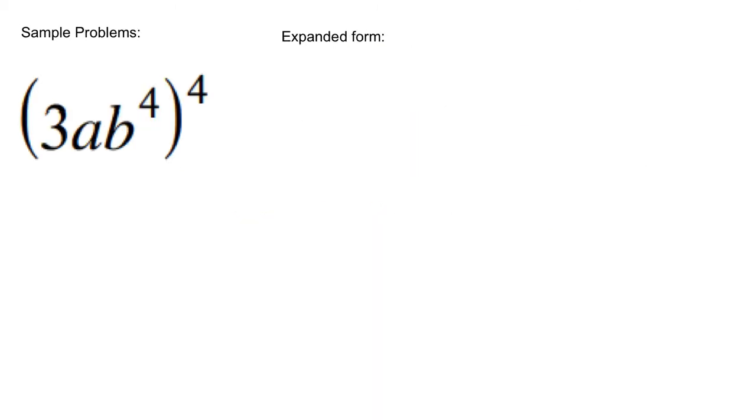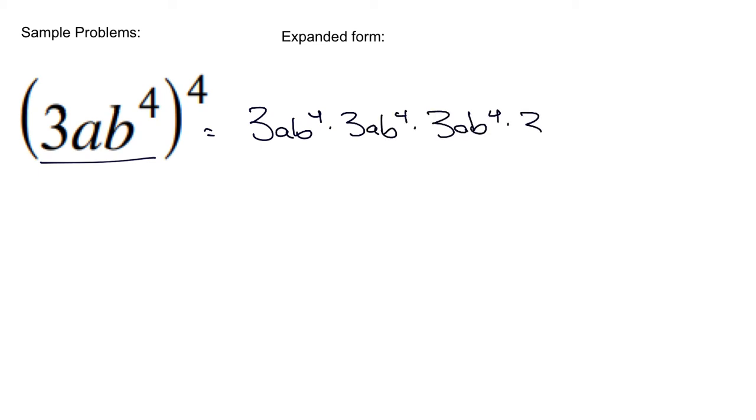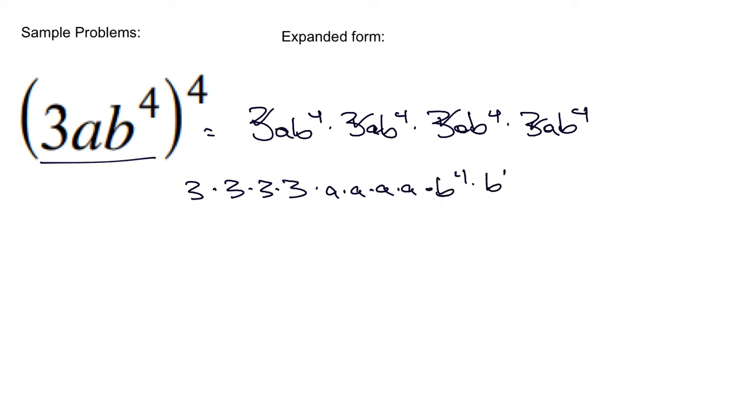Let's see another example. Here's our base, 3 times a times b to the fourth, and then I raise this entire thing to the fourth power. Let's write it out. 3ab to the fourth times 3ab to the fourth times 3ab to the fourth times, you guessed it, 3ab to the fourth. Well, 3 times 3 times 3 times 3 takes care of my coefficients, times a times a times a times a takes care of the a's, and again we have something to the fourth power, b to the fourth times b to the fourth times b to the fourth times b to the fourth. Guess you cannot say it 10 times fast.